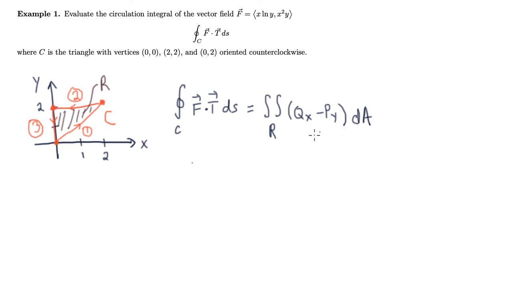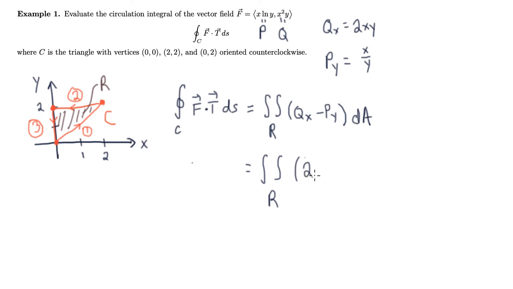Okay, but let's see what this integrand is. So this is P, and this is Q. Q_x is going to be 2xy, and P_y is going to be x over y. So what I really want is the double integral over this region of 2xy minus x over y dA. And this region is just a triangular region.